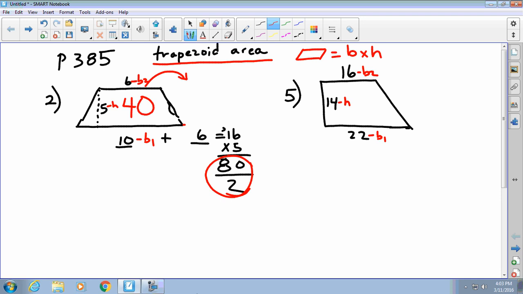For number 5, it's a little bit different because this trapezoid is sort of a different shape compared to the trapezoid in number 2, but the same rules apply. We're still going to take this end and flip it, so we end up with a rectangle. And we have those two pieces that sort of come together. If it's 22 on the base for the bottom, we have to add 16. So we're going to have to add 22 and 16 together. That is going to be our base of our rectangle. If we add it together, we get 38.